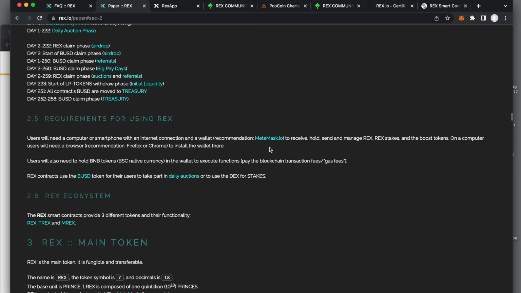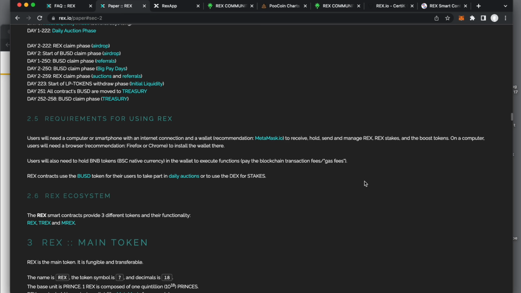So you have to have a wallet and a computer or a phone with an internet connection to be able to receive, hold, send, and manage your Rex and your Rex stakes, and to have the boost tokens in the wallet. On a computer, you will need a browser. We recommend Firefox or Chrome. So I'm showing you what it all looks like here on Chrome. It looks very similar on Firefox. I also use Brave. So those three browsers are the best to use. I don't think it will work with Safari.